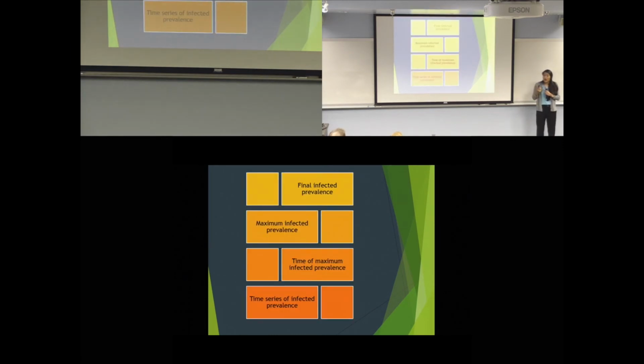So our model has a series of outputs that can either be recorded as 1 number per run or 1 number per tick per run, or in a whole run. So we have our final infected prevalence, our maximum infected prevalence, and our time of maximum infected prevalence, and a time series of infected prevalence. The final infected prevalence differs from our time series because our final infected prevalence we recorded solely as a number at the end of a run, whereas our time series we took the prevalence at every time tick in a run.